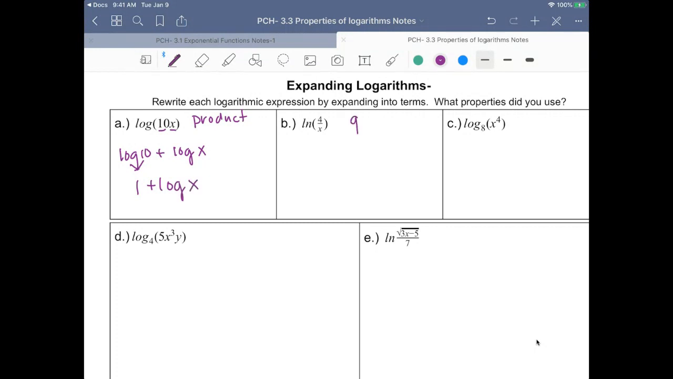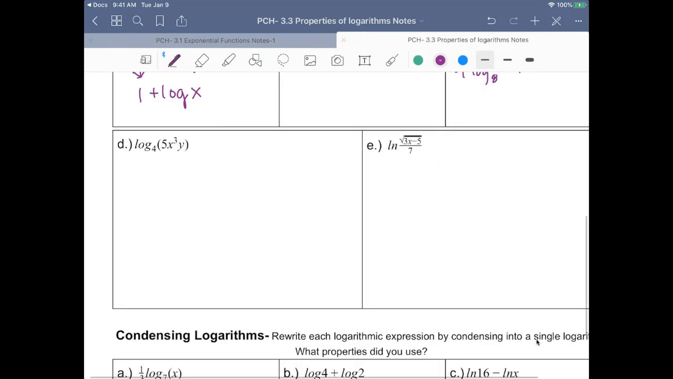The second one, we'll use the quotient property. We have ln of 4 minus the ln of x. We can't simplify that. All right, next, we're using the power property. The power moves to the front, so this is 4 log base 8 of x.